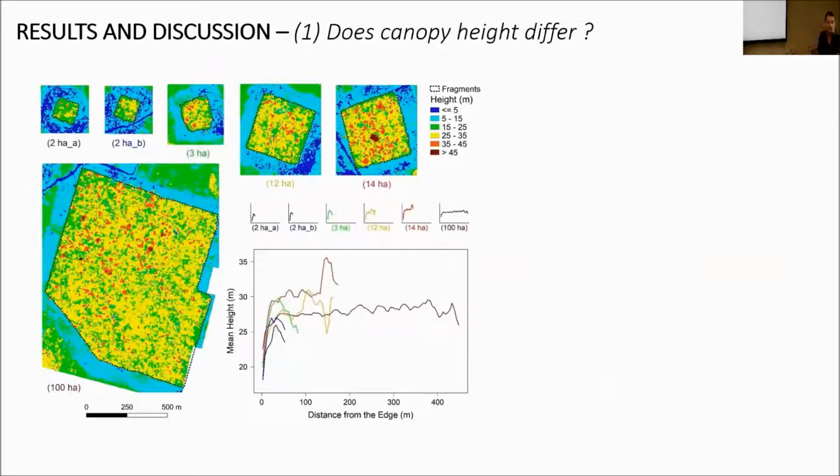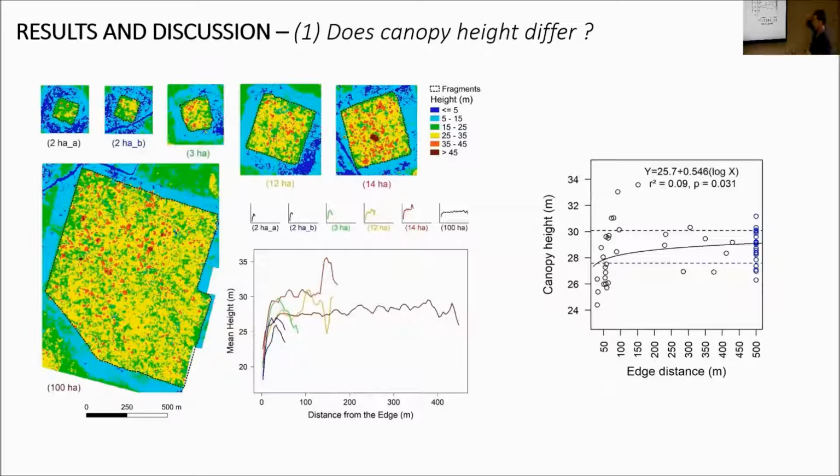Everyone here said, well, it will be smaller at the edge. Yeah, it's right. Look, you have 6 fragments, and all of them start low. The Y here is the canopy height, and the X is the distance to the edge. You can see that in all fragments they start at the lower height. And basically between 30 and 40 meters, we already have stabilization, a horizontal asymptote.